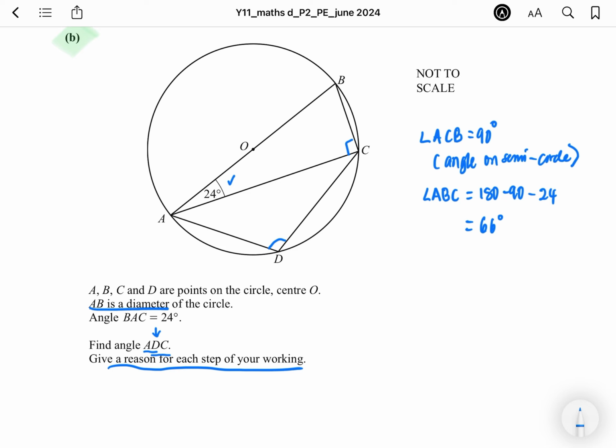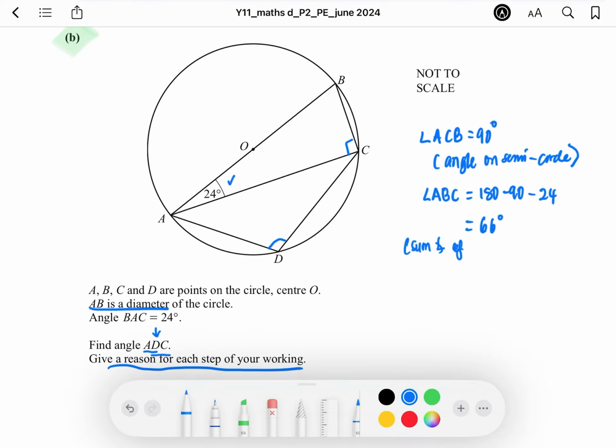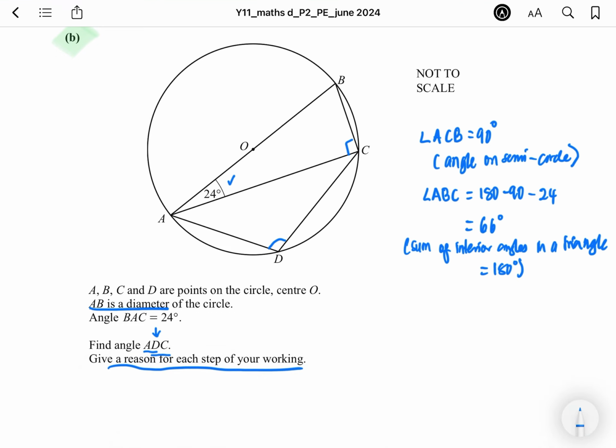This is because the sum of interior angles in a triangle equals 180. Now for this one, we do need to put it in full because the question is asking for reason. So we can't do any short form here.